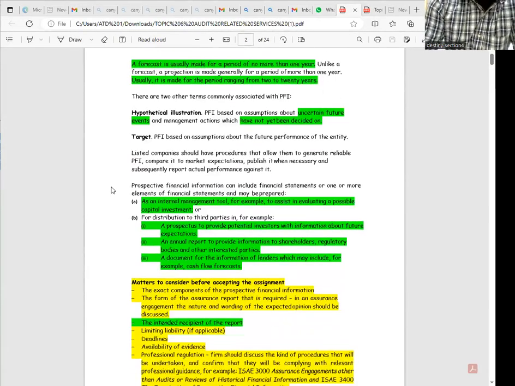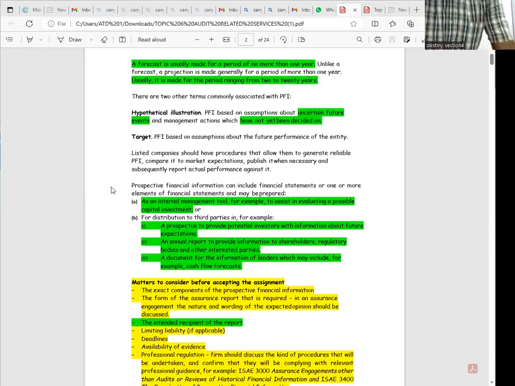A forecast is usually made for a period of not more than 1 year. Unlike a forecast, a projection is made generally for a period of more than 1 year. Usually, it's made for the period ranging from 2 to 3 years.